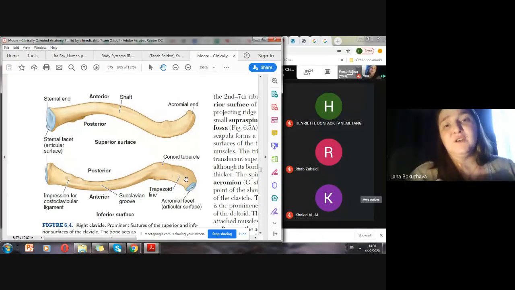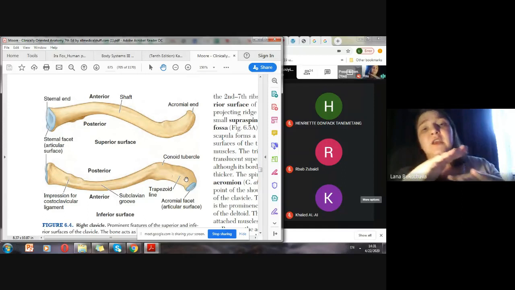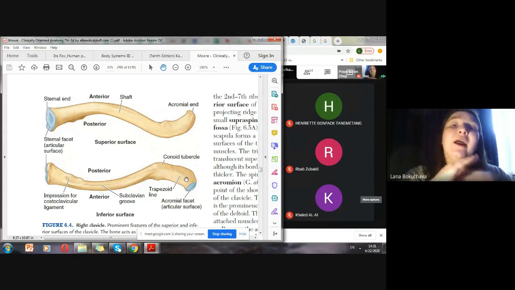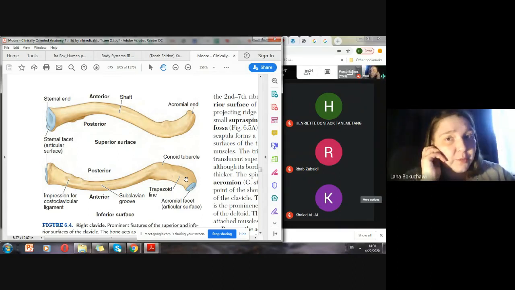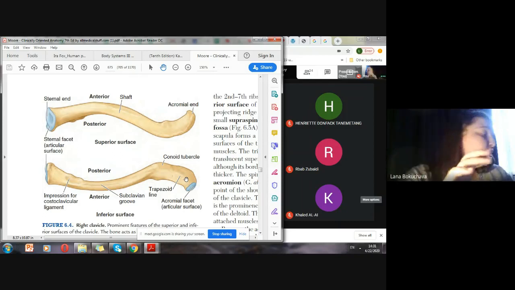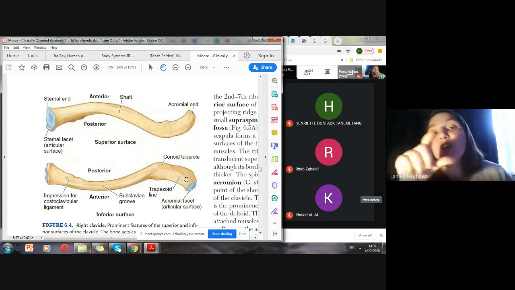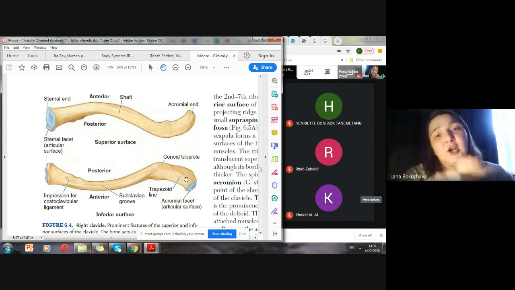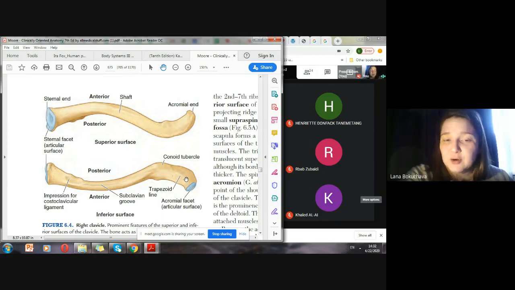Why on the inferior surface? You remember the trapezoid ligament and the conoid ligament were attached on the inferior surface of the clavicle, and then towards the coracoid process. As a result, we have the coracoclavicular ligament, which is subdivided into two parts, and these parts are according to their attachment to the inferior surface of the clavicle. Is this part clear or not? Do you have any questions in this part?